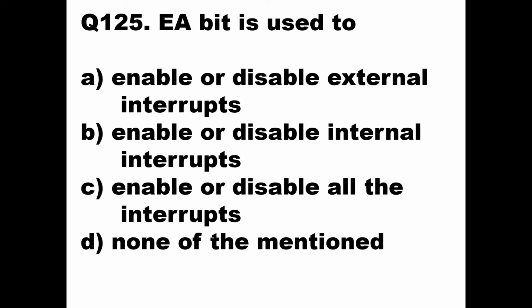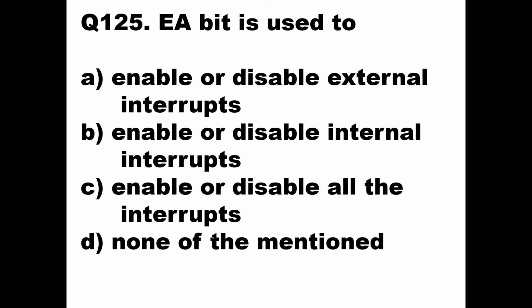The EA bit is used for enable all. EA means enable all the interrupts, so enable or disable all the interrupts. If you see the options, they are: enable or disable extra interrupts, enable or disable intra interrupts, enable or disable all the interrupts, and none of the mentioned.